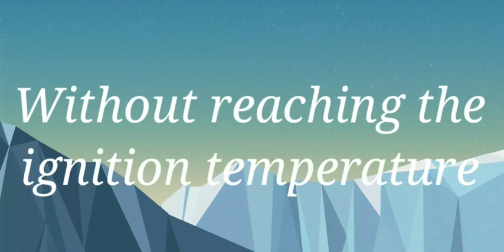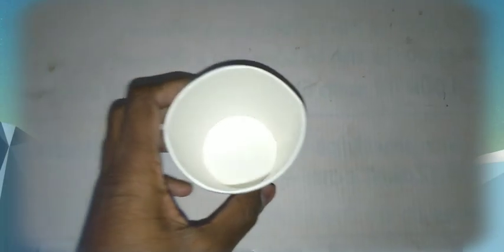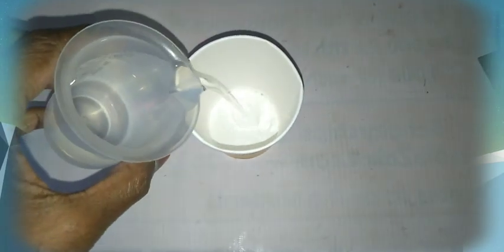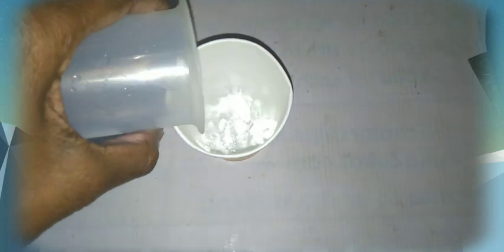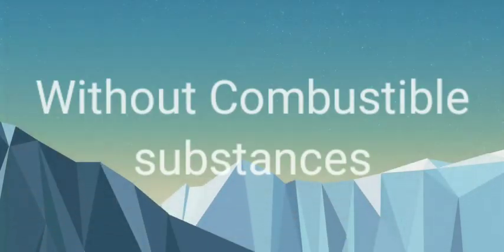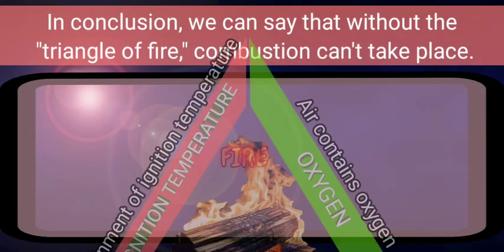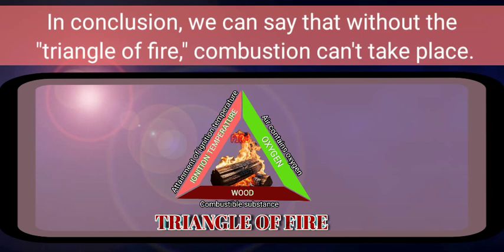Now we are going to see whether combustion can take place without reaching the ignition temperature of the combustible substance. Take a paper cup and fill it with water. Now, heat the paper cup with a burning candle or any burning material. You can observe that the paper cup does not burn. This happens because the paper is unable to attain its ignition temperature to start burning. And the last, combustible substance, which we have already seen earlier. In conclusion, we can say that without the triangle of fire, combustion can't take place.